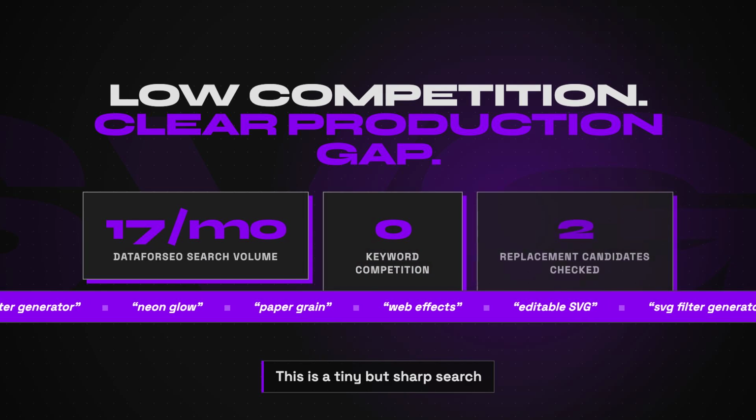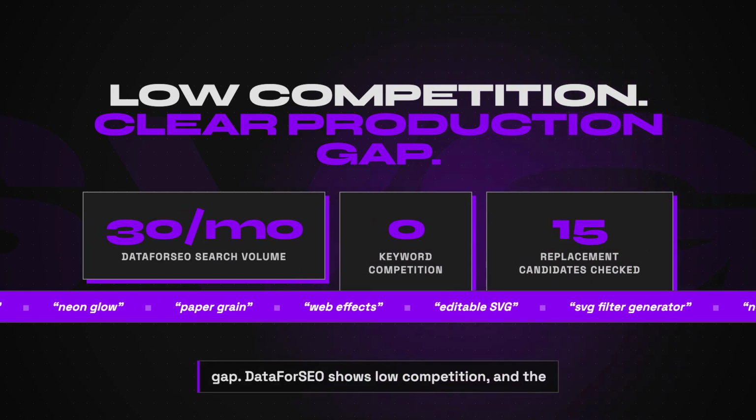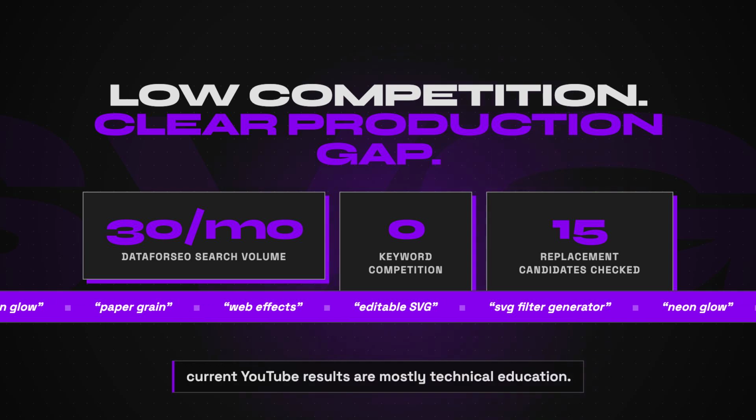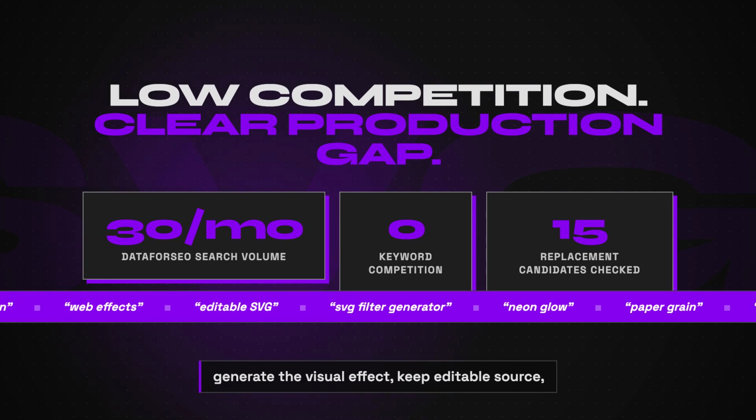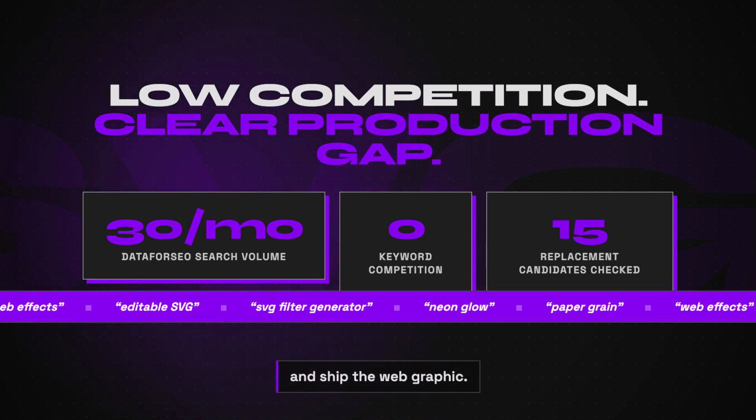This is a tiny but sharp search gap. Data for SEO shows low competition, and the current YouTube results are mostly technical education. That leaves room for a faster workflow. Generate the visual effect, keep editable source, and ship the web graphic.